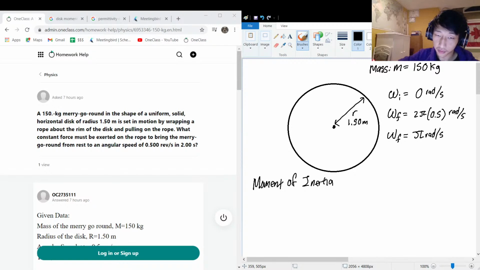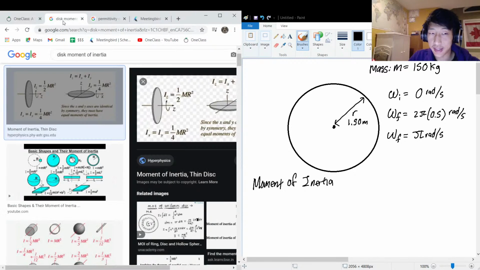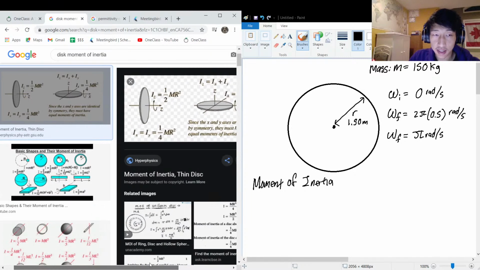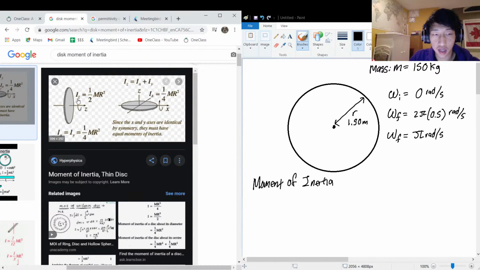The thing about moments of inertia is that they depend not only on mass, but also on the shape of the object. Now, in this question, we don't necessarily want to show how to calculate the moment of inertia because that in itself is quite a process. But we know from common shapes like disks that the moment of inertia of a disk is going to be 1/2 the mass times the radius squared.